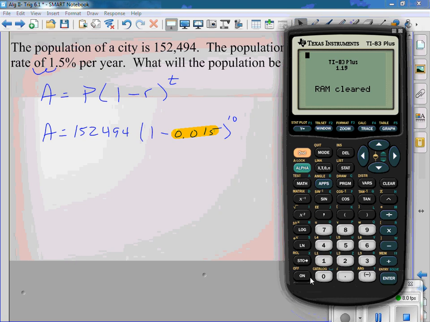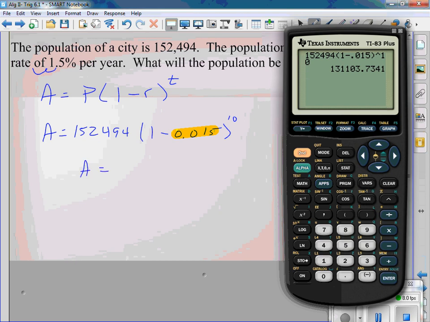You got to be careful about typing in the calculator. 152,494, parenthesis, 1 minus. Now you don't have to put the 0 point, but you got to make sure it's 0.015, parenthesis. How do I get that 10? The caret and then the 10. Once you have that, all you hit is enter. What is the population? It is about 131,104.